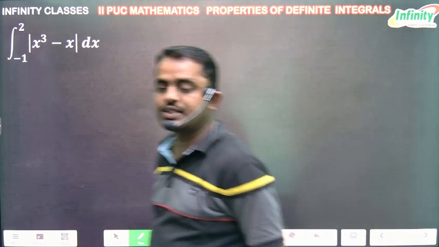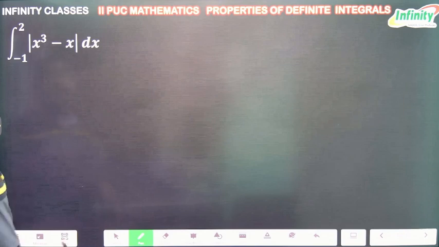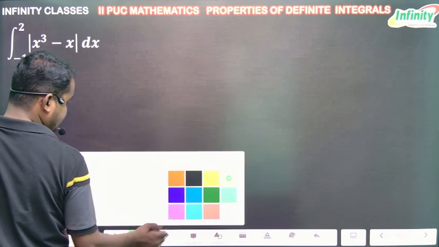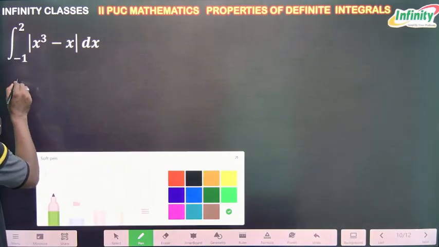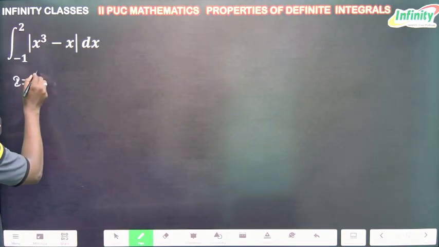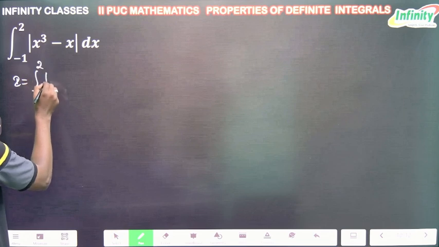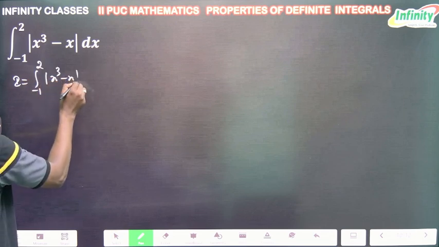integral from minus 1 to 2 of modulus of x cube minus x dx, that is I is equal to, so I am going to write once again here, I is equal to integral from minus 1 to 2 of modulus of x cube minus x dx.